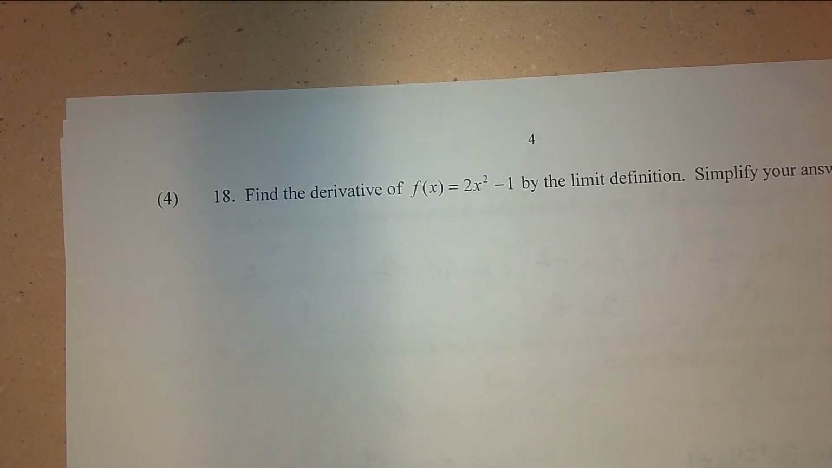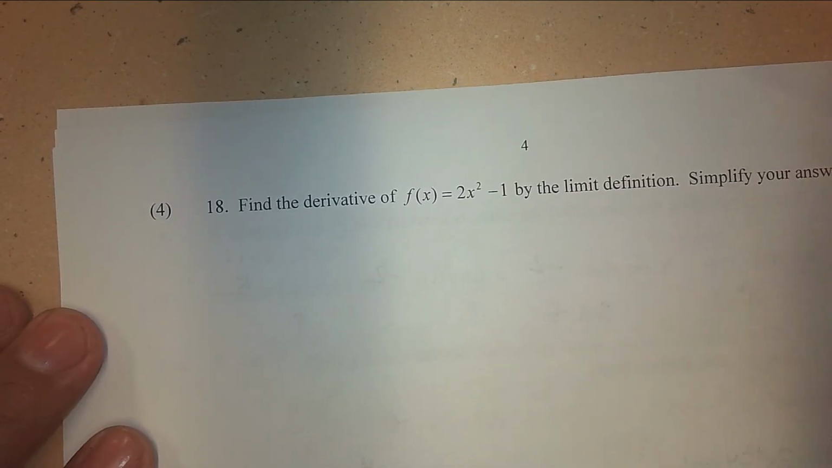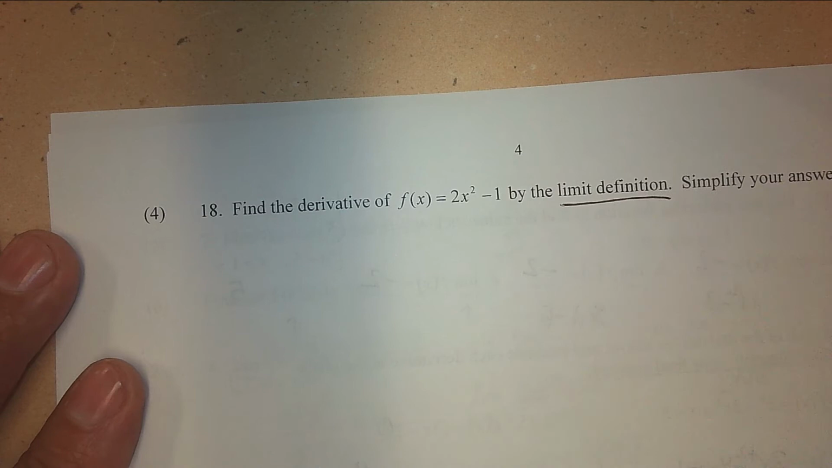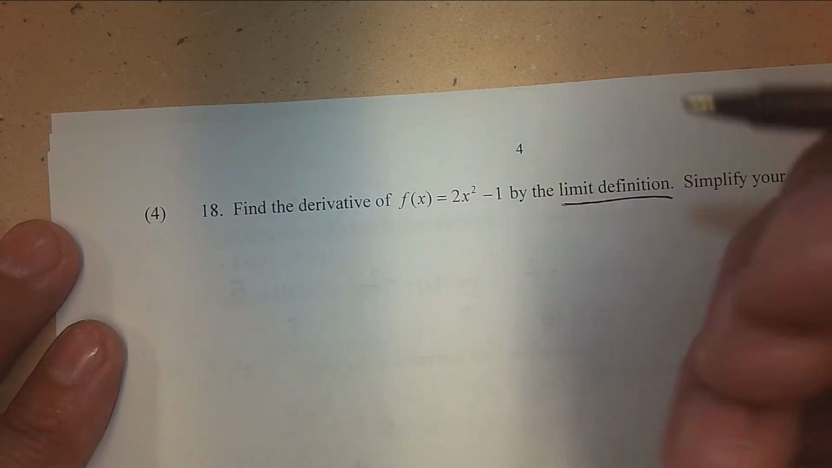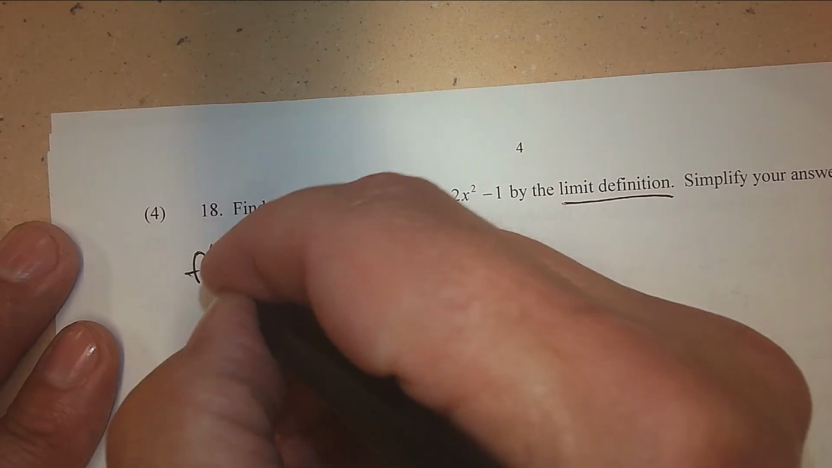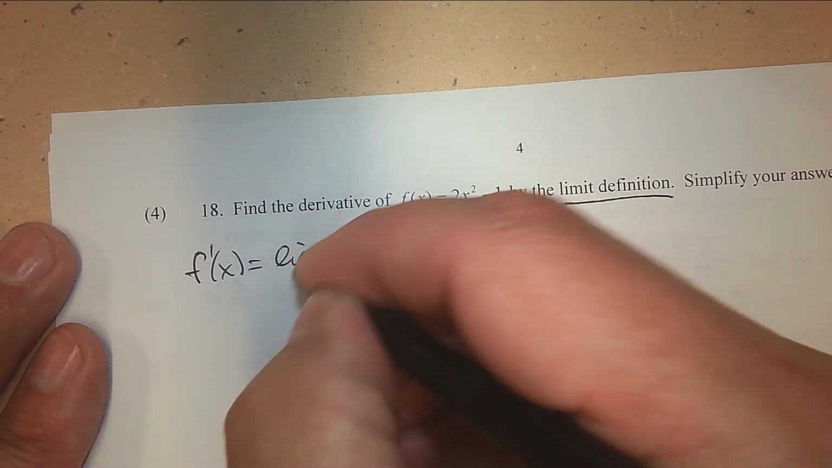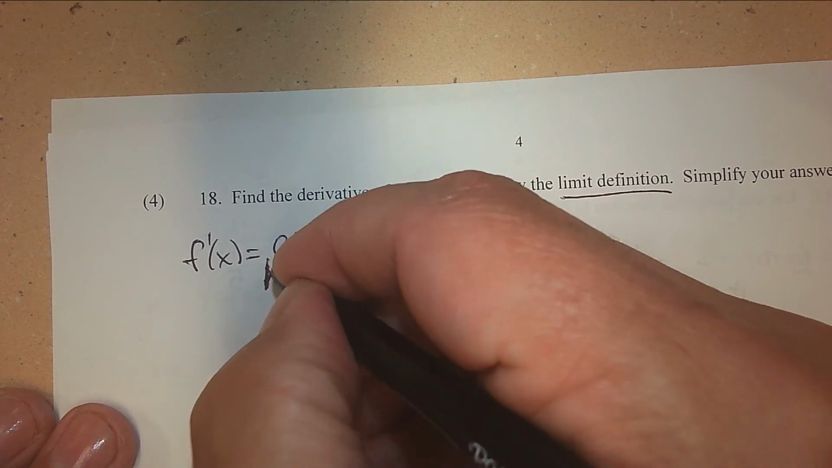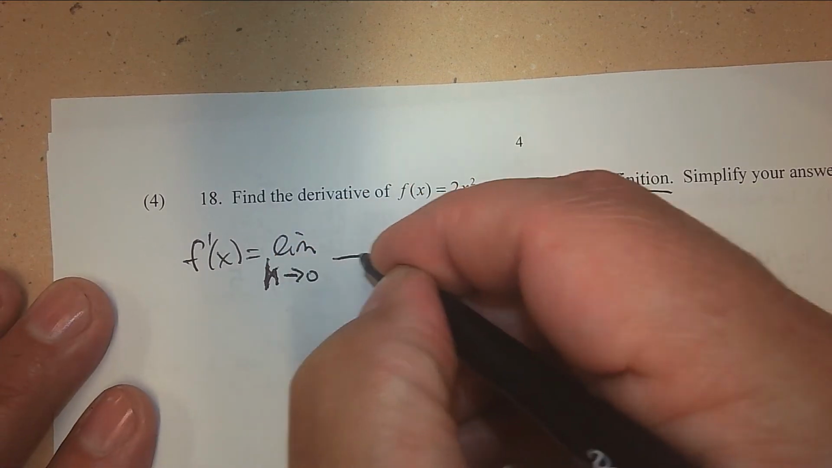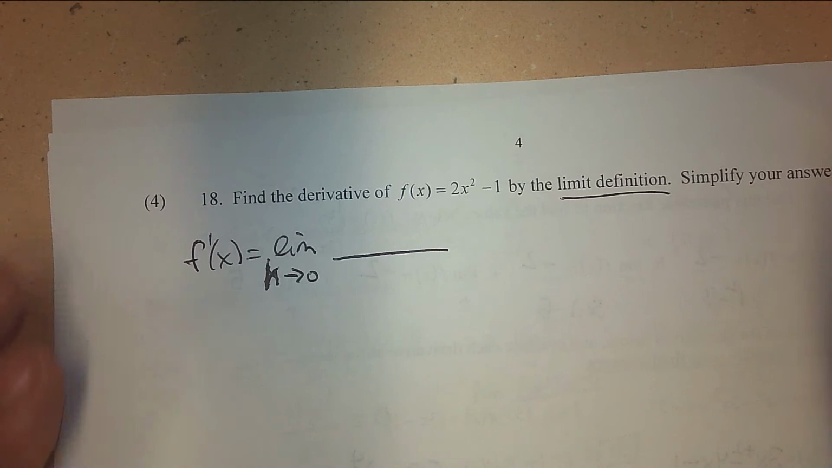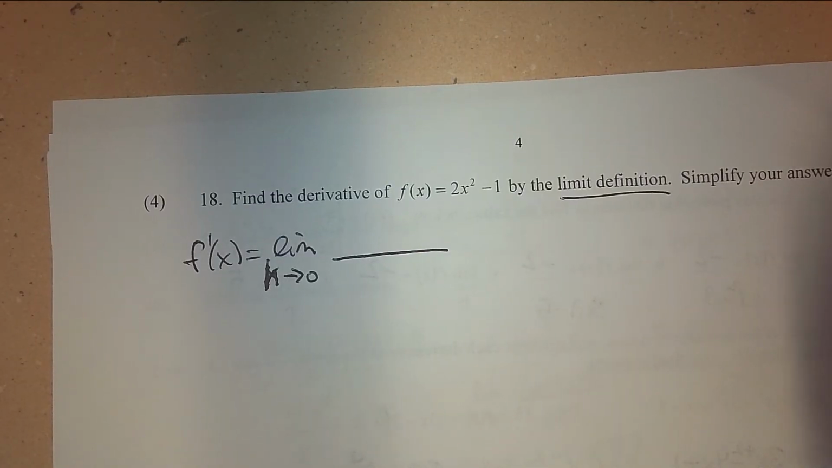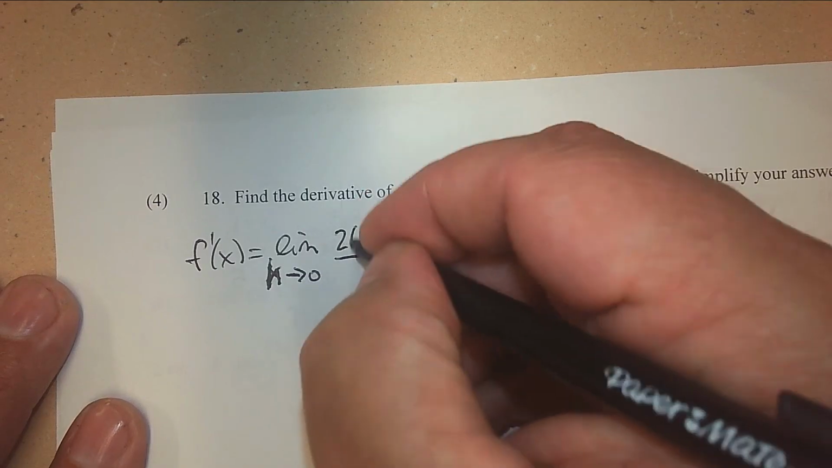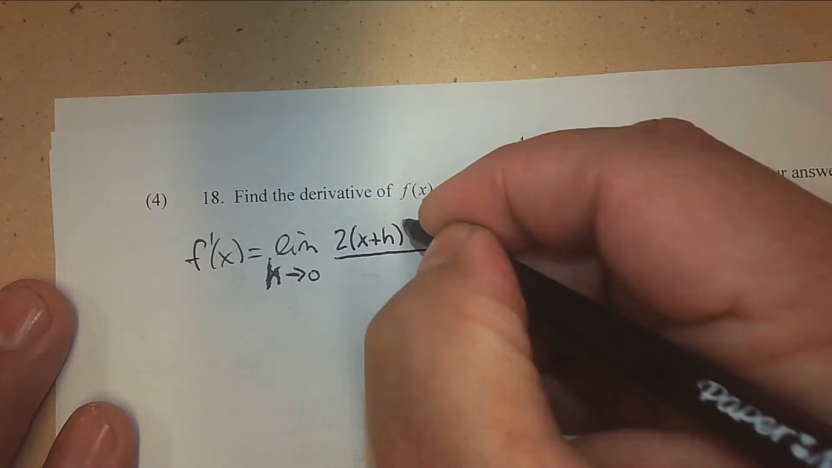Find the derivative of that. And then by the limit definition, and then simplify your answer. So if I want to find the derivative using the limit definition, that's the limit as x, actually we can use h, as h approaches 0. And what we're going to do is create a slope as it approaches. Now, we have that idea that we're going to use this point x plus h. So instead of x, I put in x plus h.